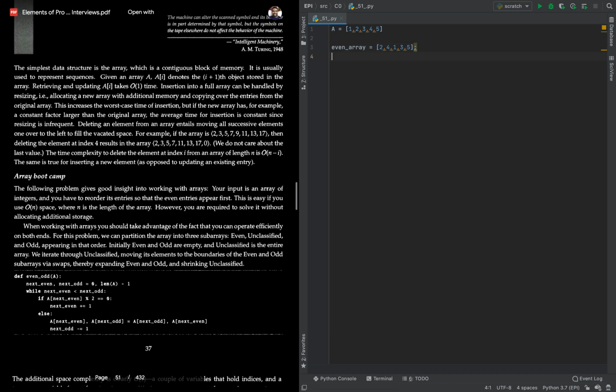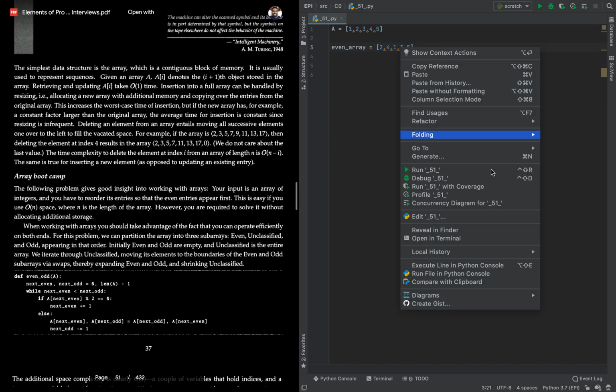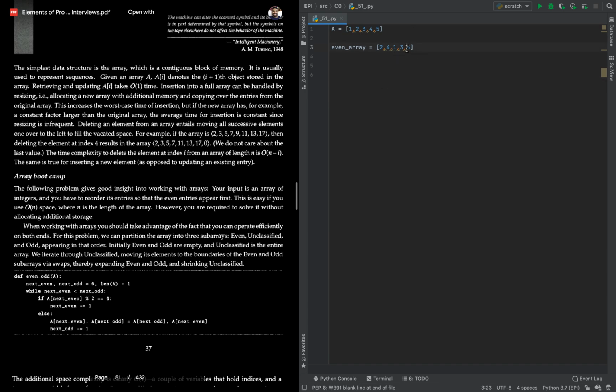Let me just reformat this. Okay, never mind. Okay, cool. Just hate those warnings. Okay, that's not where I was.